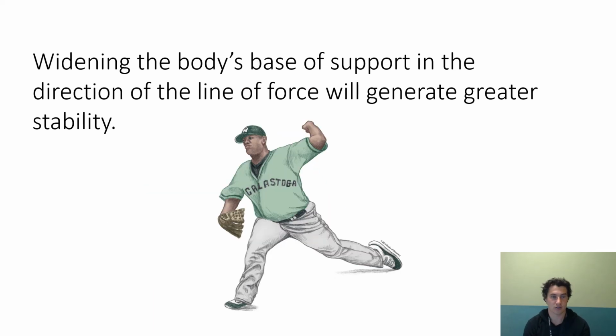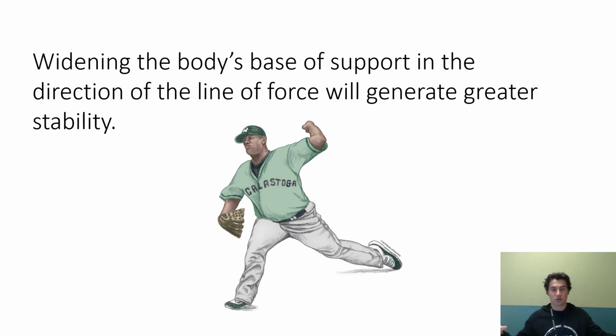The next rule is to do with base of support. Widening the body's base of support in the direction of the line of force will generate greater stability. What that's saying is if we increase our base of support in the direction where an external force is being applied, then we're going to increase stability. So in terms of this baseball thrower, this person has a really wide base of support in the direction the ball's being thrown. So they've produced a whole lot of stability, which also means a greater opportunity to generate big forces in a stable position to then transfer the force into the ball in the same direction.